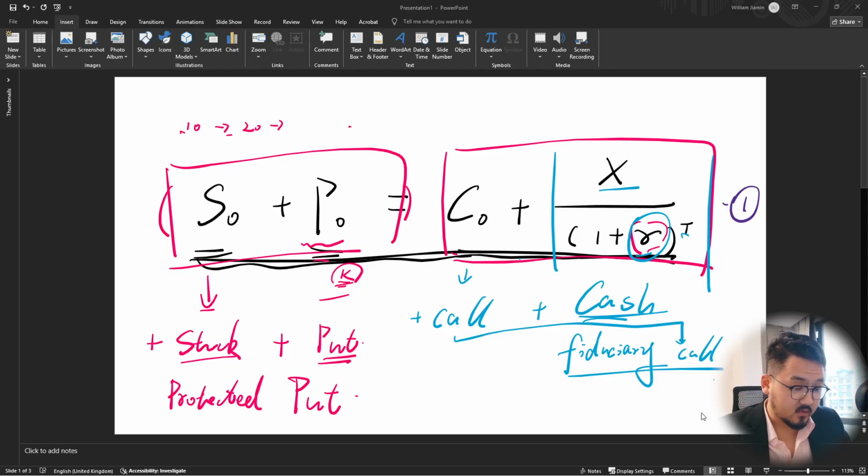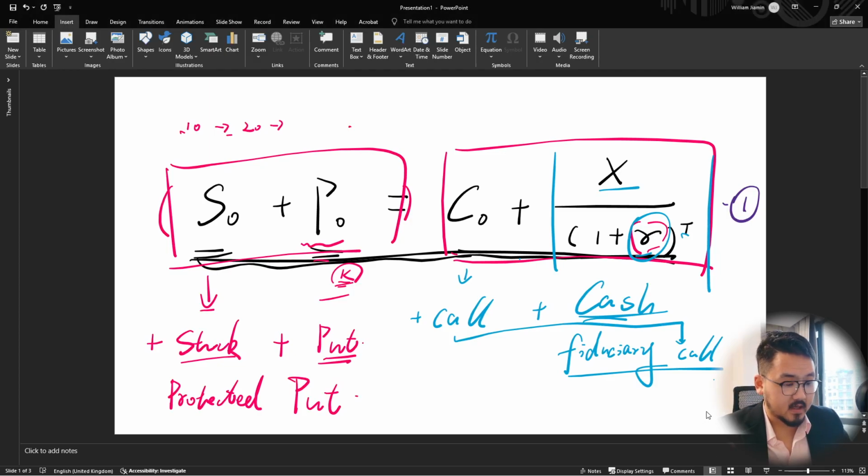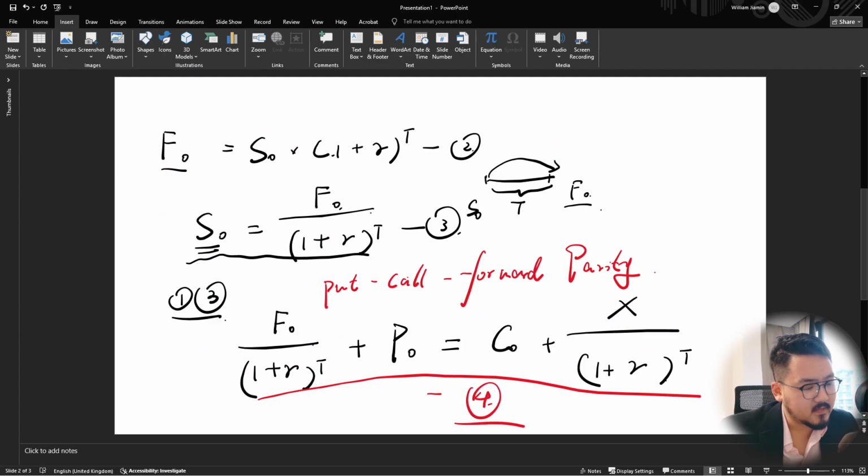So previously we talked about the put-call parity, as well as how we change the spot price into the forward price. So basically we got the put-call-forward parity. And if you think about this, what about if there is no forward position?